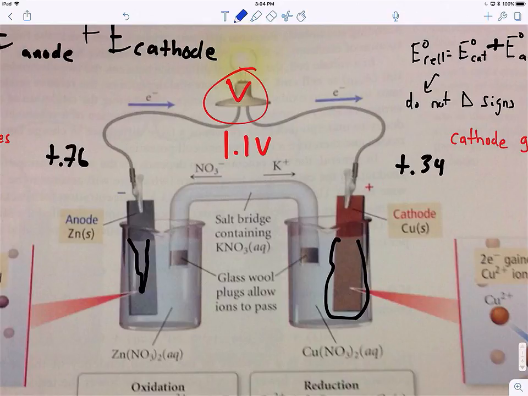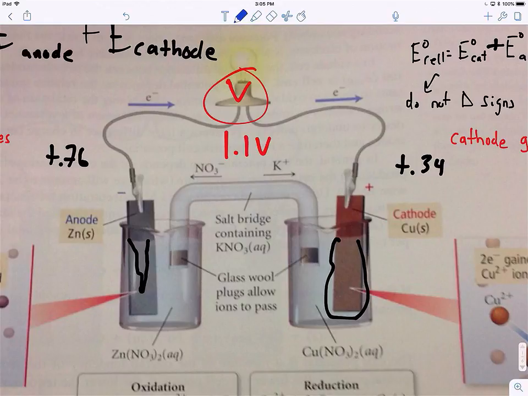This is a standard cell, which means that the concentration of the zinc ions here is 1 molar. The concentration of the copper ions here is 1 molar. And this is also at 25 degrees Celsius. Later on we'll talk about non-standard conditions, but right now we're talking about standard. Standard conditions are 1 molar and 25 degrees Celsius.